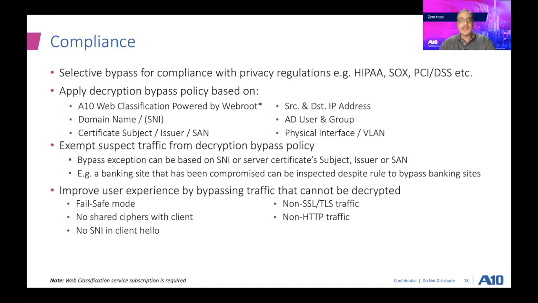Sometimes, you know what? The banks are bypassed. The financial sector is bypassed. We are happy. But what if one of the banks had been compromised? Out of this category, which is financial, you want to stop this compromised bank network from bypassing inspection, right? In this case, we can use the certificate subject name. This is one of the use cases, of course, but I'm just giving you an example.